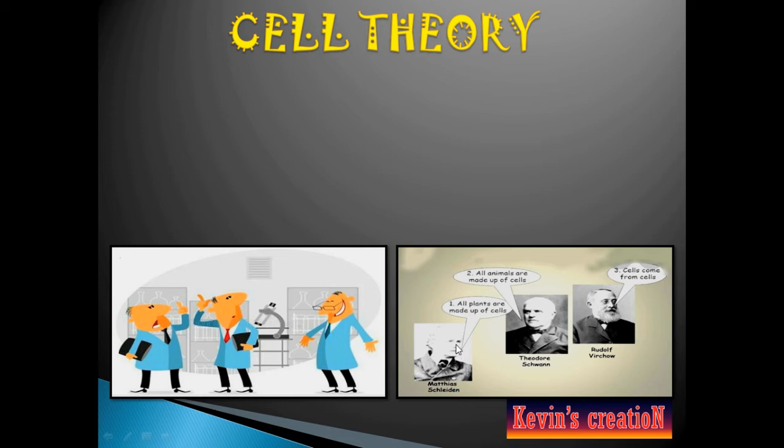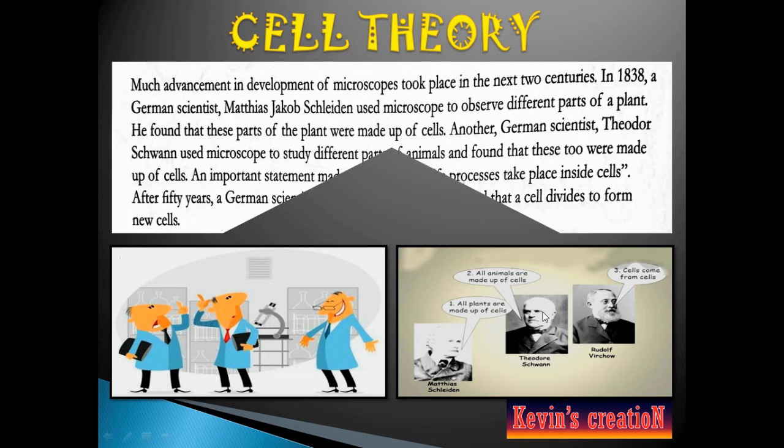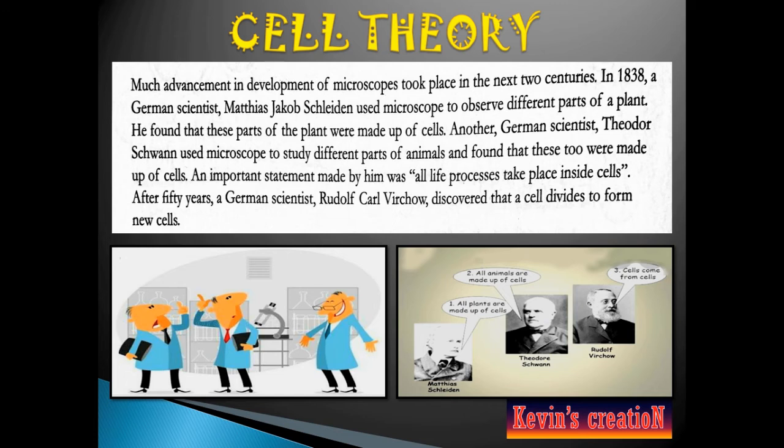All of them did some experiments on cells, and Matthias Schleiden said that all plants are made up of cells. Theodor Schwann said all animals are also made up of cells. And Rudolf Karl Virchow said cells come from cells, that means new cells come from pre-existing cells, from older cells. So the contribution of these three scientists gave the cell theory. Nowadays we call it modern cell theory.